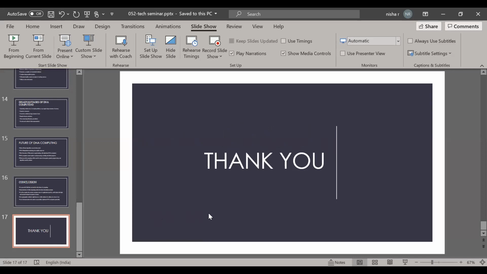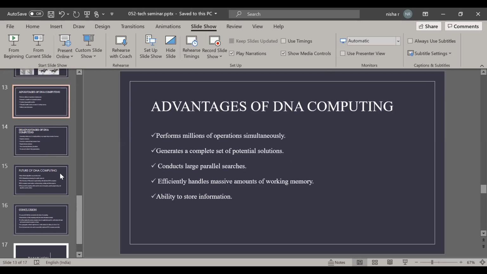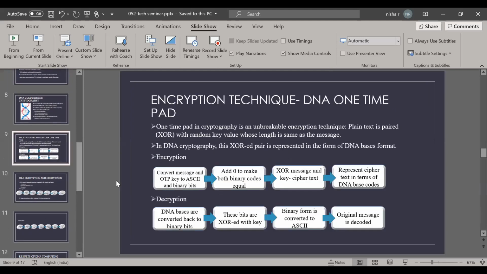DNA-based one-time pad encryption will take several days for the DNA sequences to be formed. A DNA one-time pad will take more time, maybe like 2 to 5 days, to form DNA sequences as there are many chemical reactions going on.